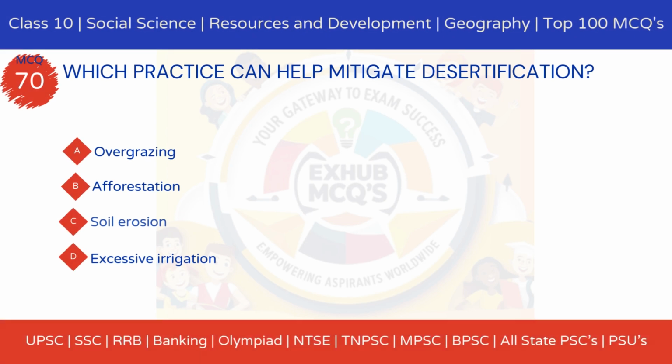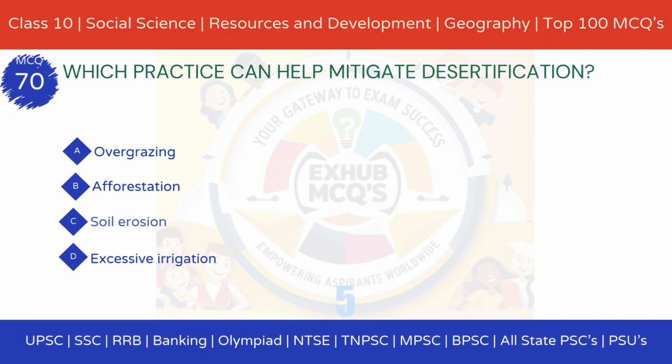MCQ 70. Which practice can help mitigate desertification? Option A, overgrazing. Option B, afforestation. Option C, soil erosion. Option D, excessive irrigation.